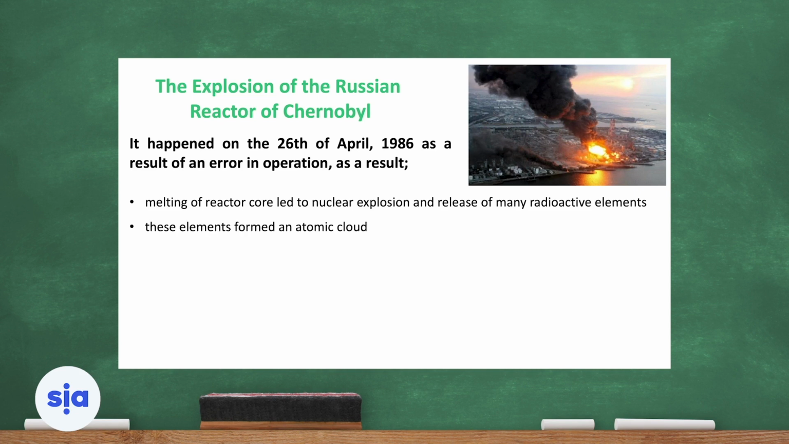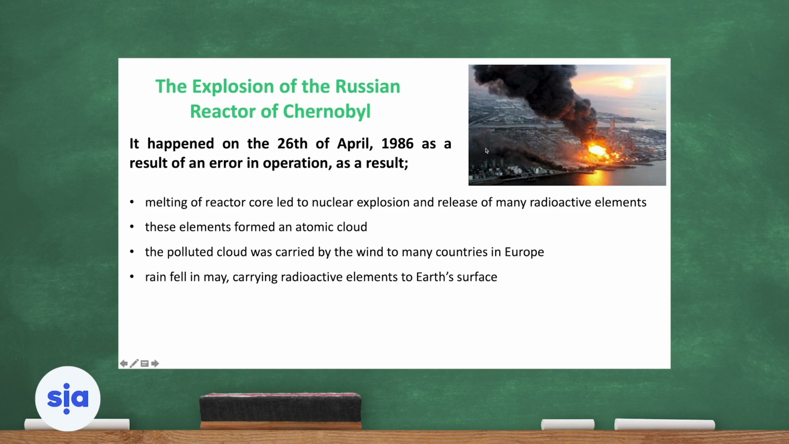These elements, as you can see here, they formed an atomic cloud. They contaminated air. The polluted cloud was carried by the wind to many countries in Europe. And the rain fell in May, in the month of May. I mean in summer, carrying radioactive elements to Earth's surface.